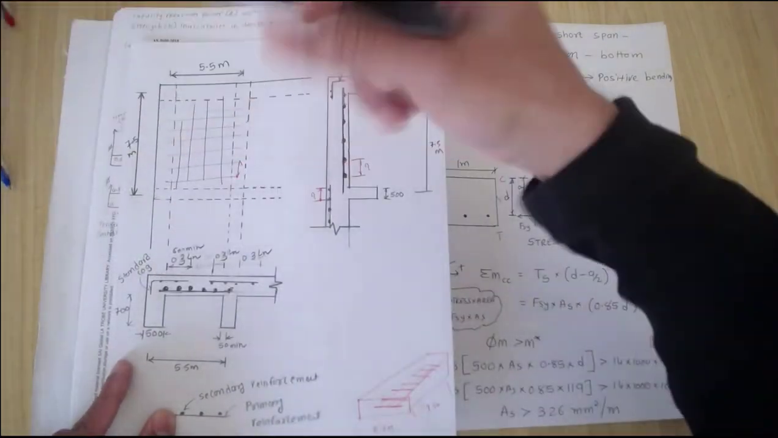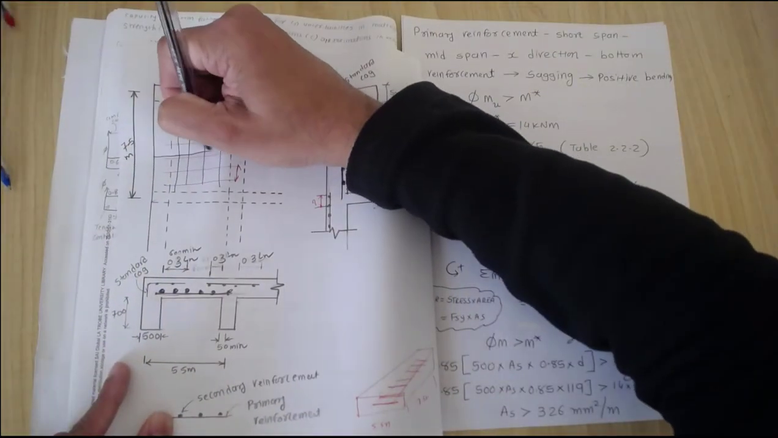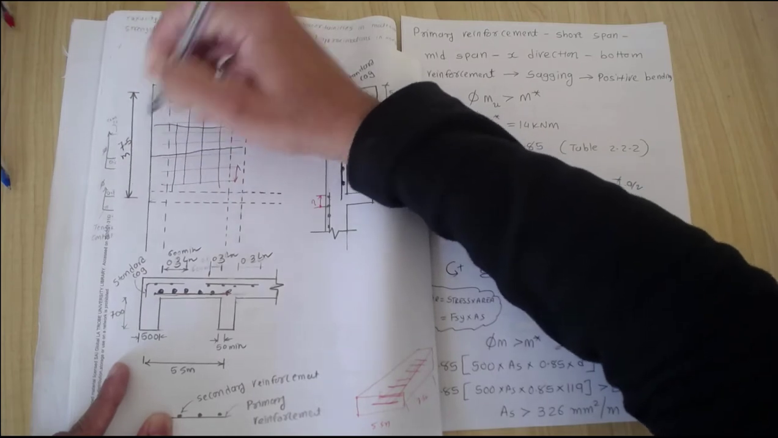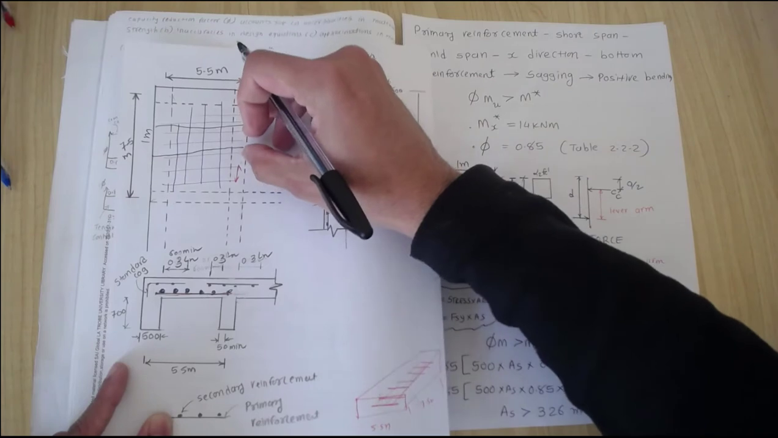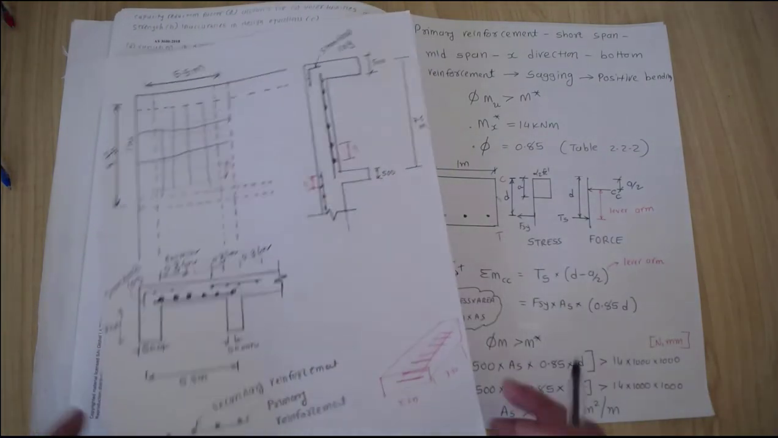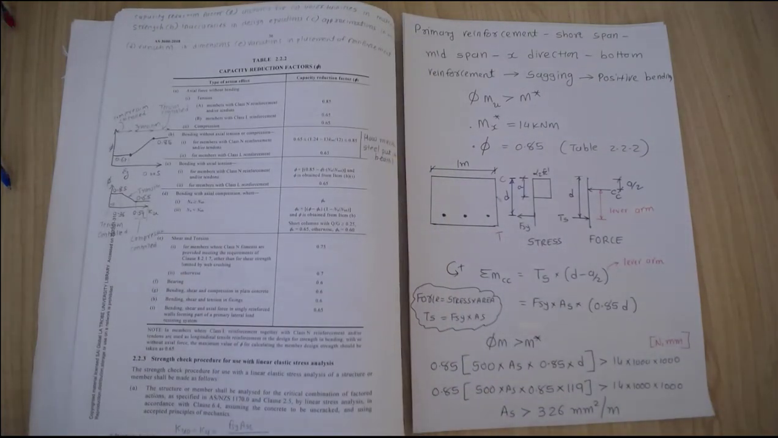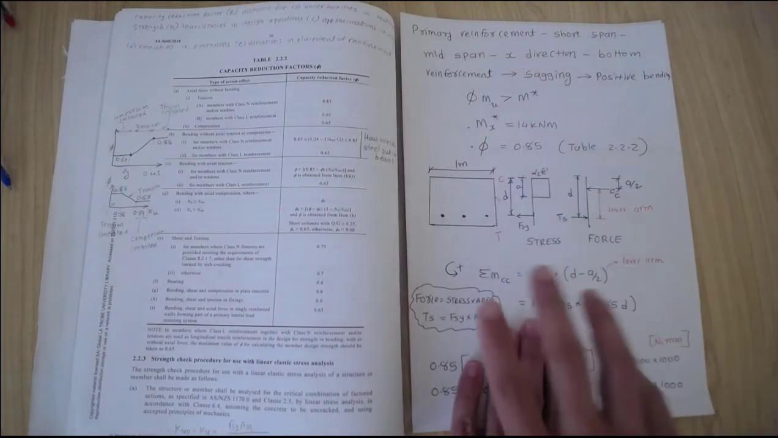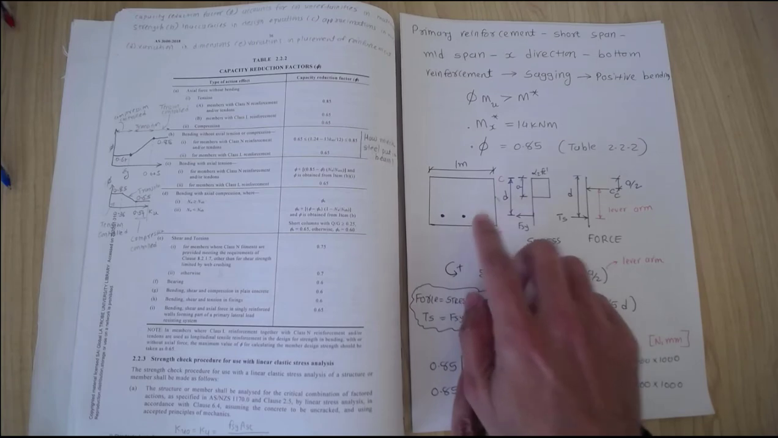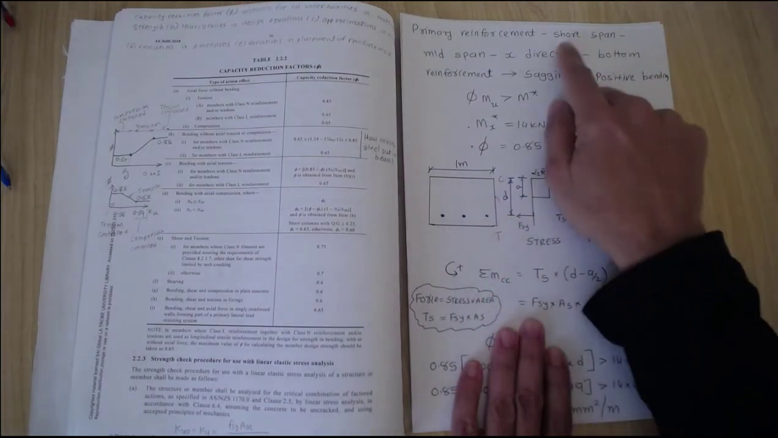Let me draw with the black pen. So let's take a 1 meter wide strip, and we're going to work through this 1 meter wide strip and see what area is required for it. Now, a couple of notations. We are working with primary reinforcement that is provided at the bottom, tension side of the slab, on the short spans.